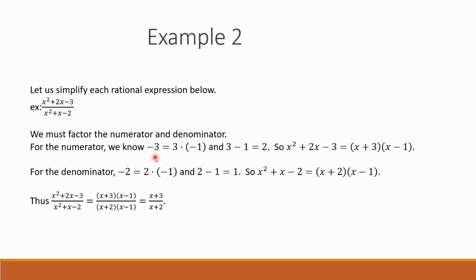So for the numerator, we want two numbers whose product is negative 3. The sum is 2. And what do we get? Well, as you can see on the slide, we have 3 and negative 1. The product is negative 3. The sum, right, if you do 3 plus negative 1, which is the same as this, you get 2. Okay, that's great. What does that tell us? That tells us the numerator here can be written this way.